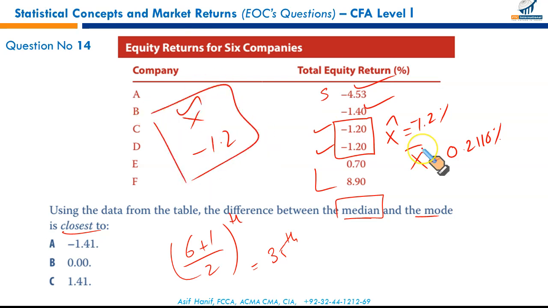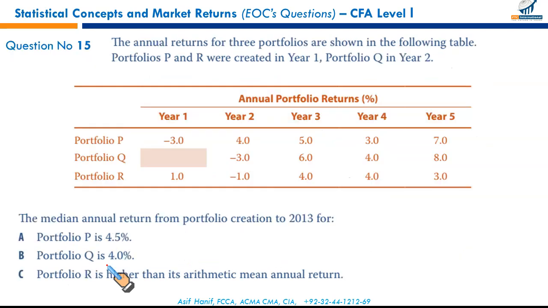He says you have to find the difference between the median and the mode. This is your median. This is the mode. What is the difference between them? Median and mode? 0. Absolutely right. All of you got the right results. So B is the right answer. Correct. Next.